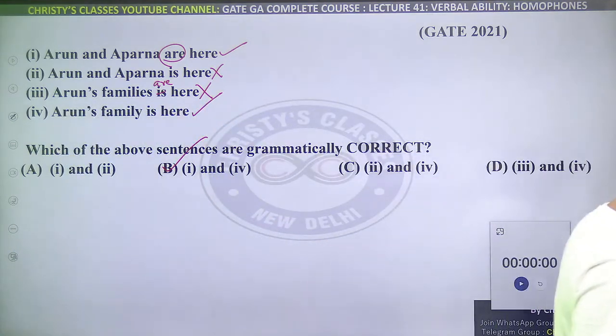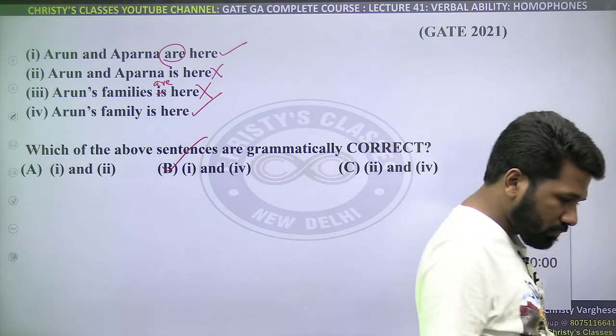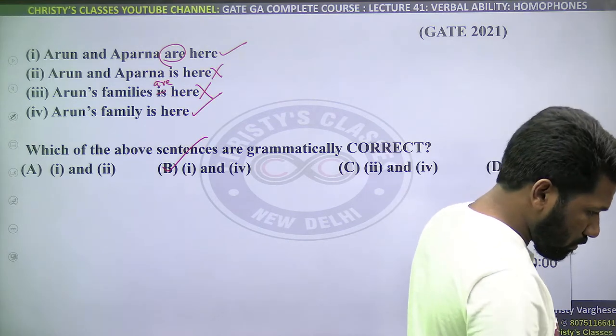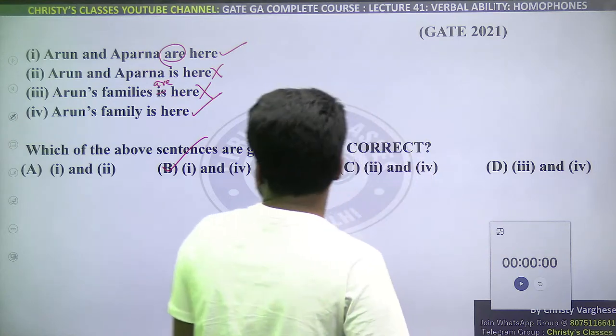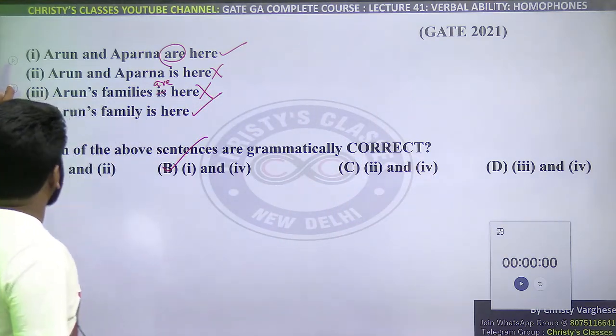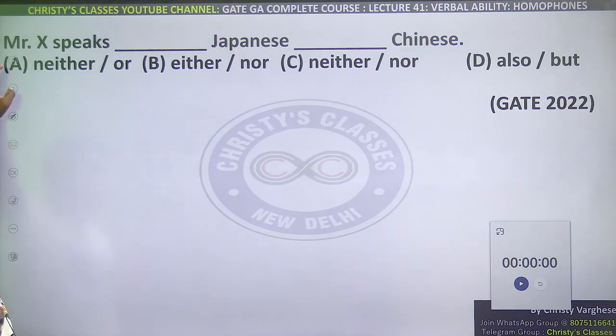GATE 2021 problem. Did all of you understand this? Please respond. Is this clear or not? So that is an example of subject-verb agreement. A few more examples I will give you in the upcoming class.